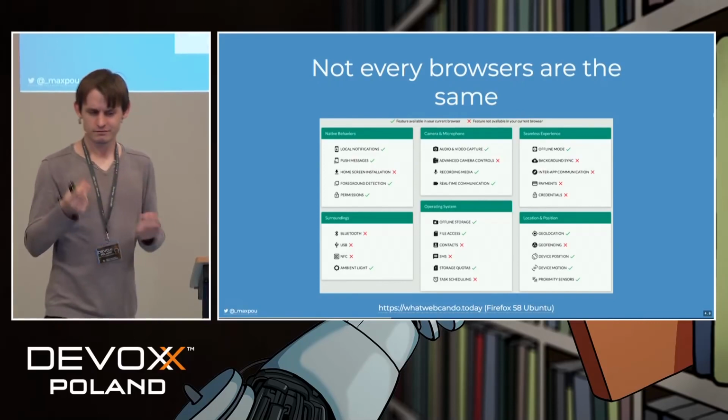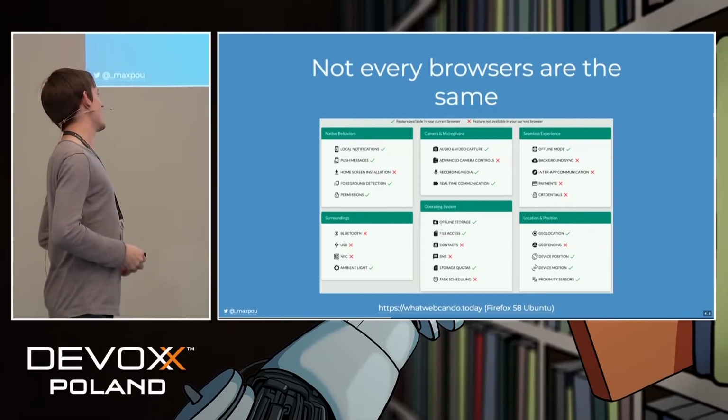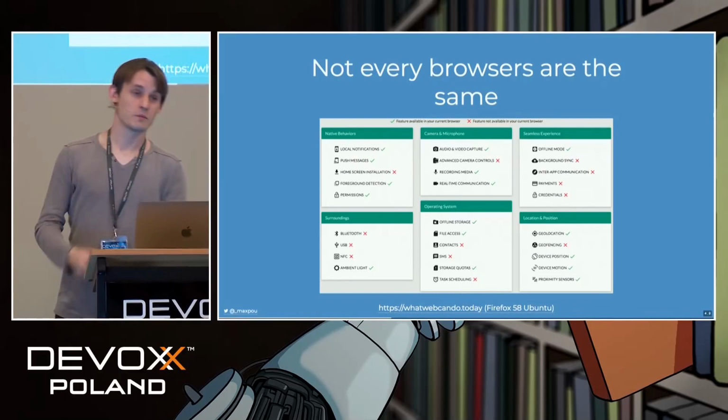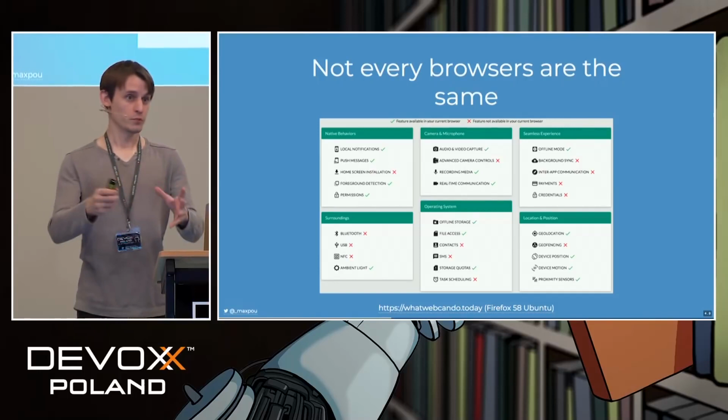think about everybody. There is this good website called What Web Can Do Today. And it can tell you, okay, for this feature, for instance, if you want to get NFC on your browser, well, here it's not supported, so maybe you're going to reach something like 20% of the world population. So it can be interesting.